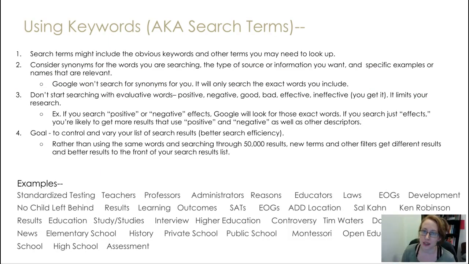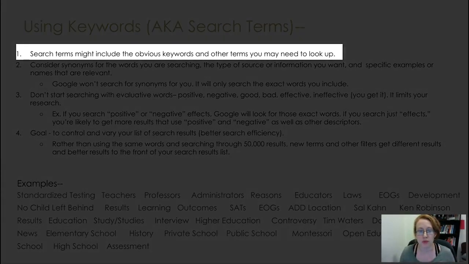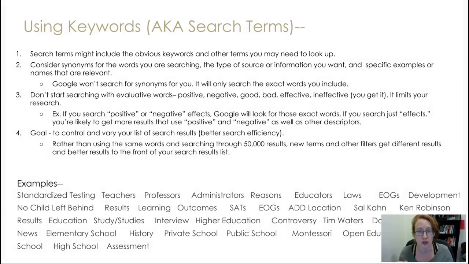In order to build off of that, I want to talk just for a minute about using keywords, some of the reasons behind it, what they're for, and what I mean when I say either keywords or search terms. A search term or a keyword might include obvious keywords, the big terms, or it might be just something smaller or more specific that you need to look up. Maybe it attaches to one of your research questions instead of your big LOI.